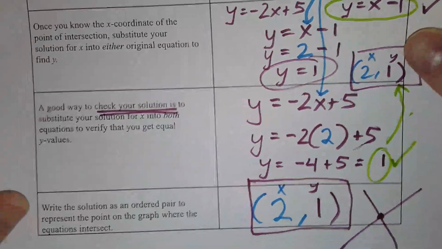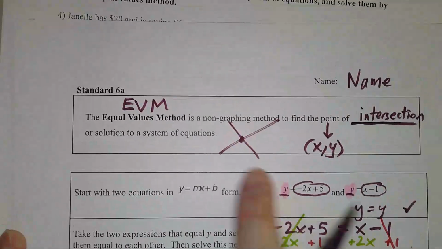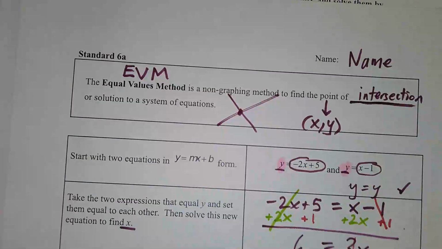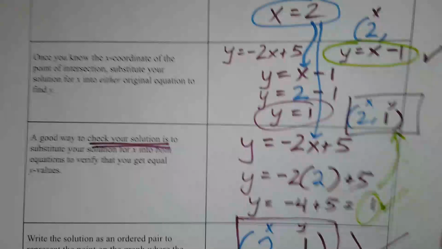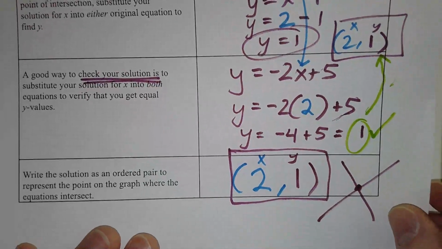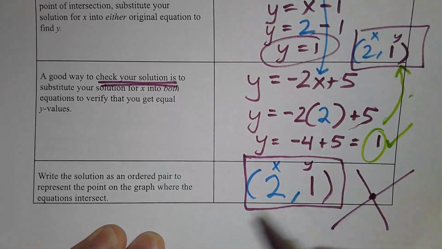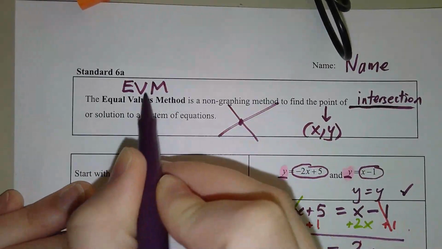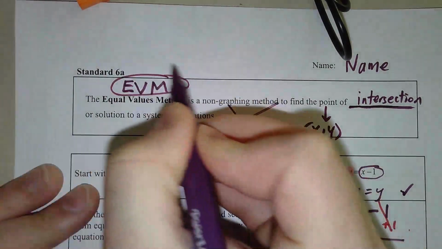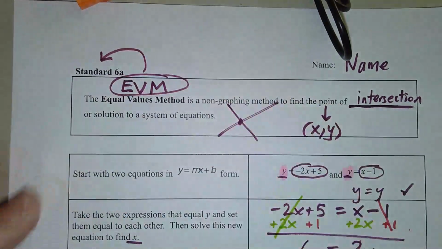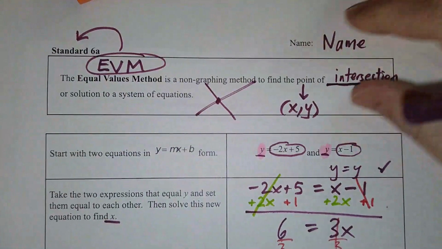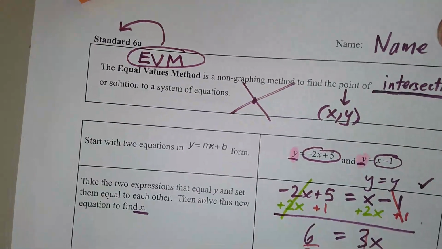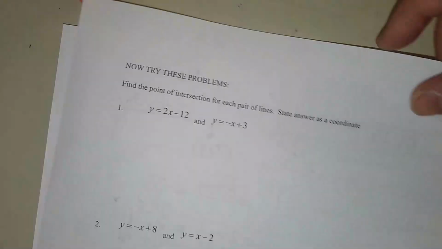Now you tell me, would you rather graph these 2 equations and find out where they cross? Or would you rather set your equations equal to each other to solve this way? This is called the equal values method, EVM for short, and that is standard 6A. So 6A being on our quiz and our test, you're going to need to practice.